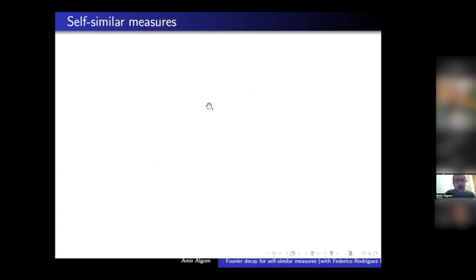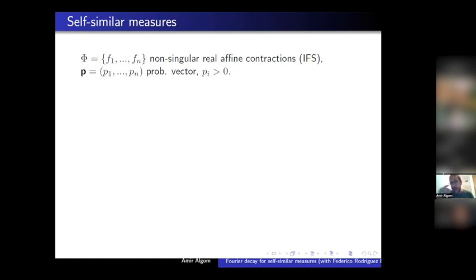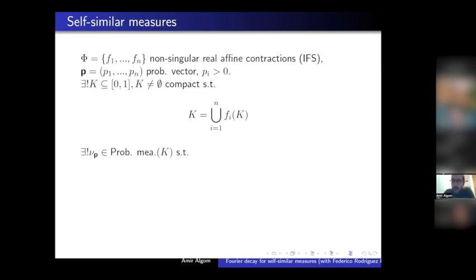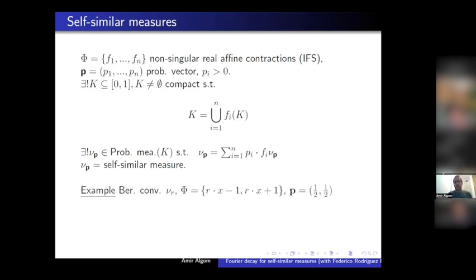for the record, we fix a family of non-singular real affine contractions, and we fix weights. And then by Hutchinson, there exists a unique compact set, non-empty, that is the union of its contracted copies. And there exists a unique probability measure that is stationary in this sense. So note that the set does not depend on the weights, but the measure does. So nu is called a self-similar measure. And for example, Bernoulli convolutions are self-similar measures with this IFS and these weights.